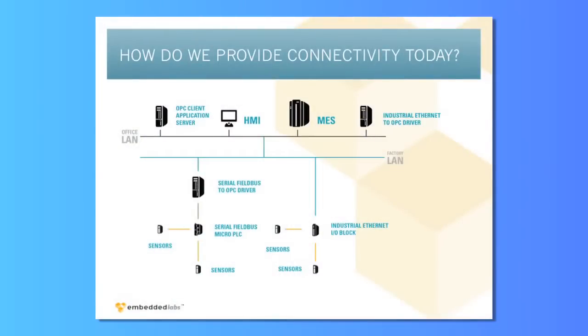So here we have a typical industrial automation architecture. At the top, we have the IT layer. We have an OPC client application server, a HMI, an MES, and we have an industrial Ethernet to OPC driver, which is effectively middleware that provides a protocol mapping from the shop floor up to the IT systems. Then if we look at the bottom left, we have an island of automation, which is basically based around a micro PLC whose only means of connectivity is a serial field bus. And what we've done here is we've installed a PC running middleware in order to convert that serial field bus information up to OPC Classic.